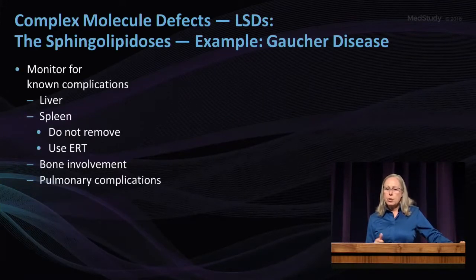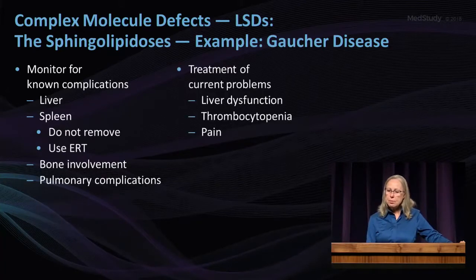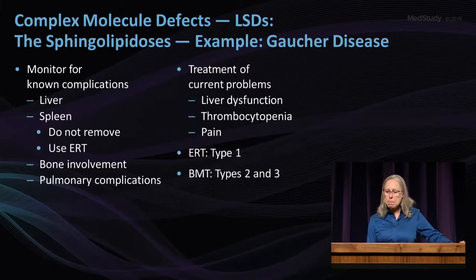You monitor for the known complications in the liver and spleen. Don't remove the big spleen. Use your enzyme replacement therapy. Monitor for their bone involvement and pulmonary complications. Treat their current problems with liver dysfunction, thrombocytopenia, and control their pain. We've got enzyme replacement for type 1. If you catch them early enough, type 2, you can do bone marrow replacement.